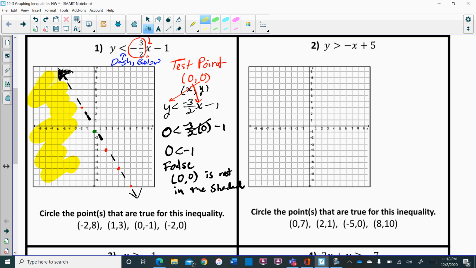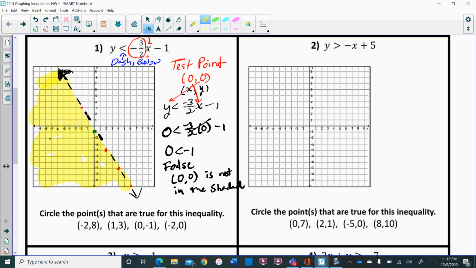Make sure you're filling your graph, the grid, to show the solution set, the shading region. Oh, I just went a little bit too far. I went past the line, sorry. Okay, it doesn't have to be perfect, just get the idea. And now you have to circle the points that are true.